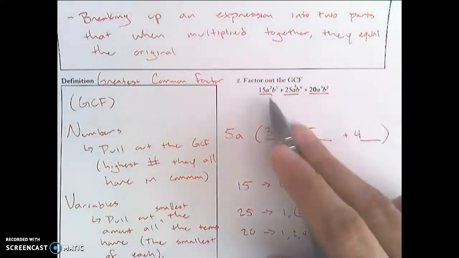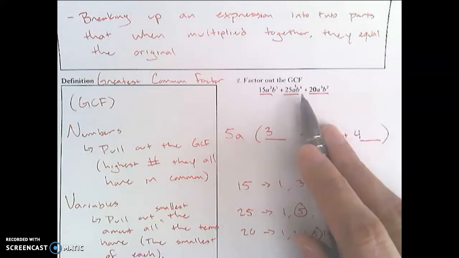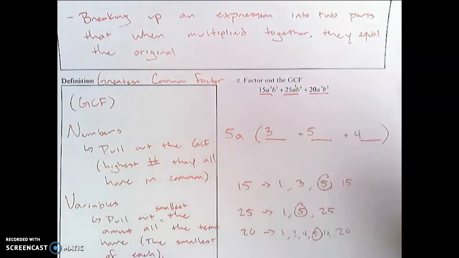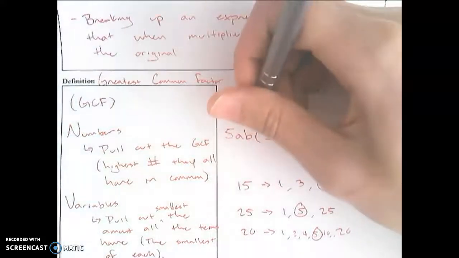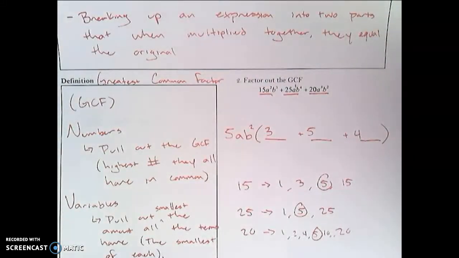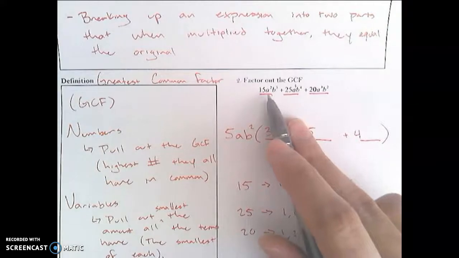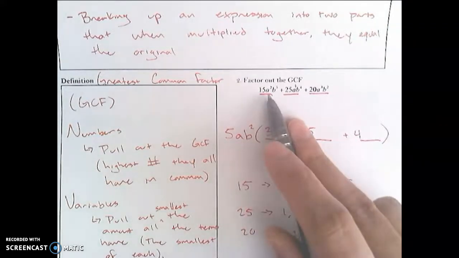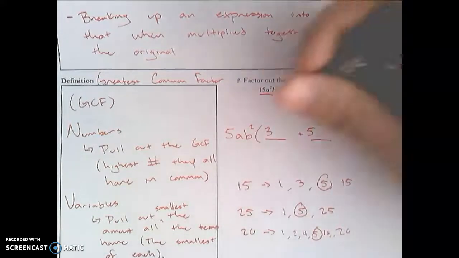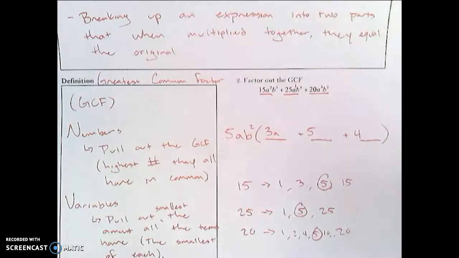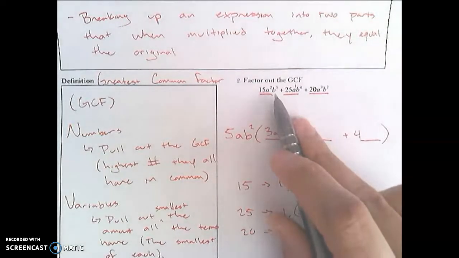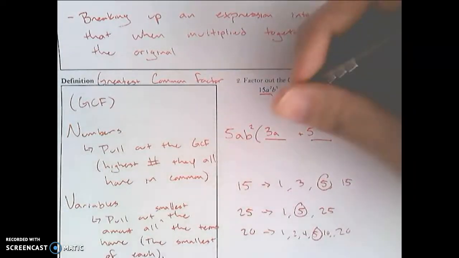And then for the B's, we have 3 B's, 4 B's, and 2 B's. The smallest of those is 2 B's. So we can pull out a B squared. So what happens on the inside? Well, for this first term, we have A squared. We pulled out 1. So A to the 2, we pulled out 1. There's 1 left over. We have B to the third. We pulled out 2. So what's left over? Just 1.